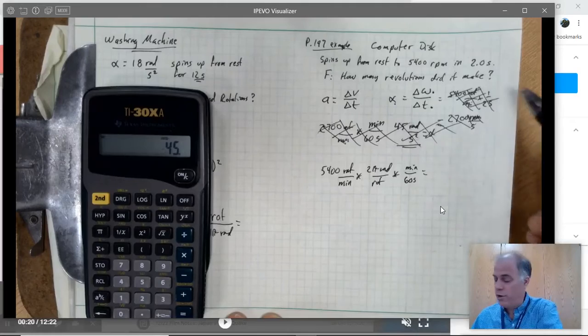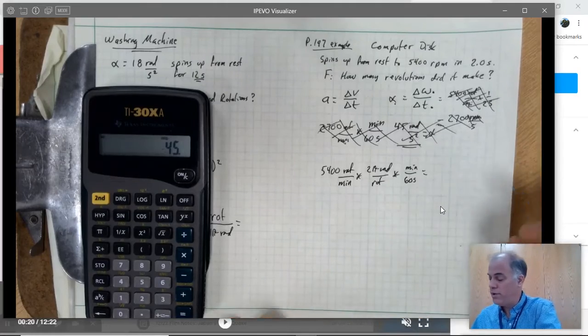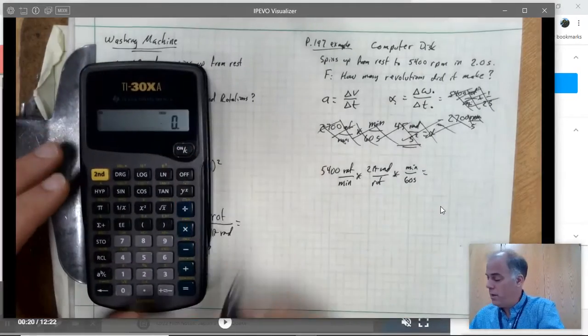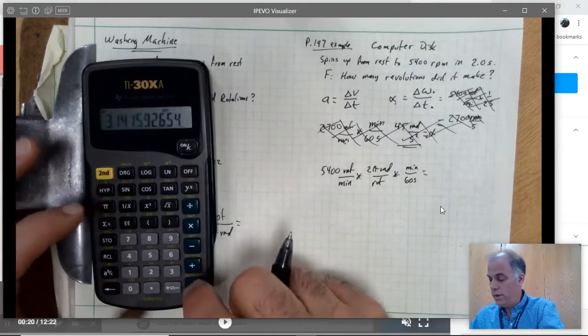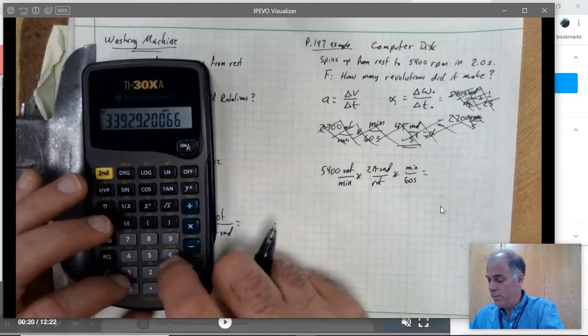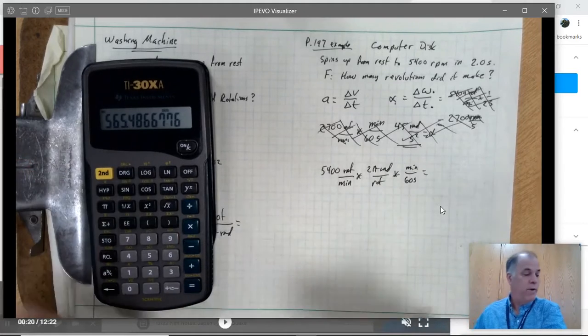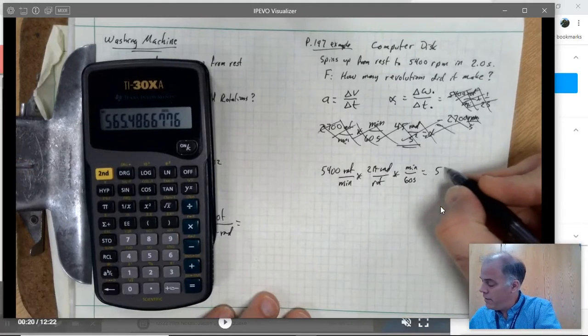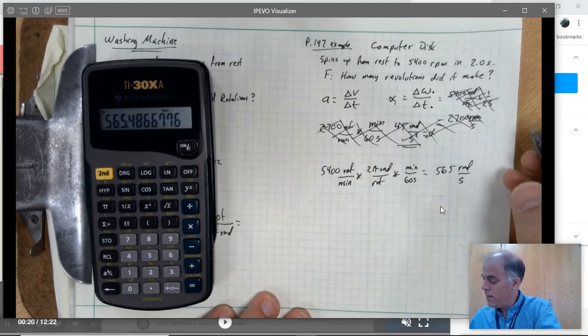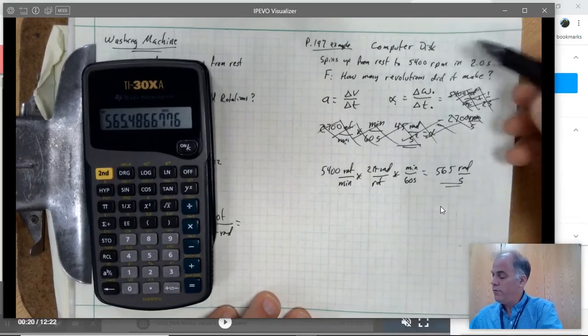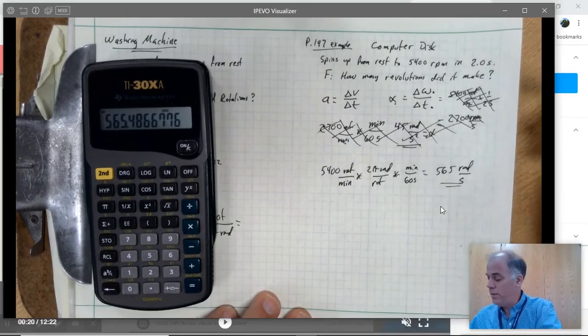We're just doing a straight conversion from RPMs to radians per second here. And we wind up with 5,400 times 2 times pi divided by 60. We wind up with 565 radians per second. That is the final speed, the rotational speed, of this thing.